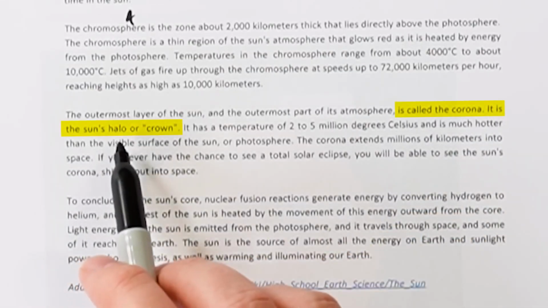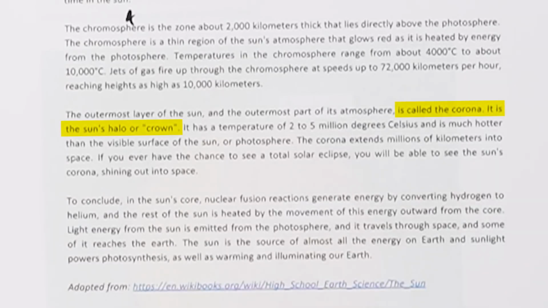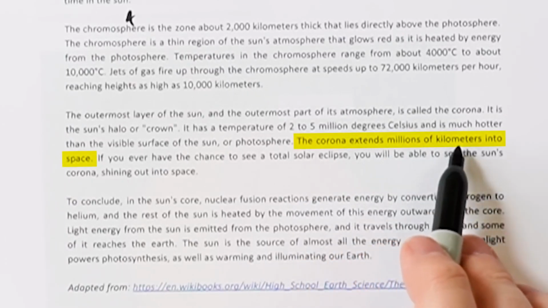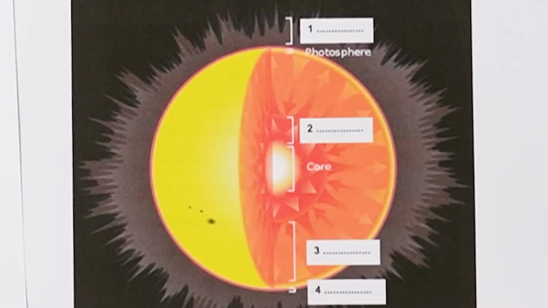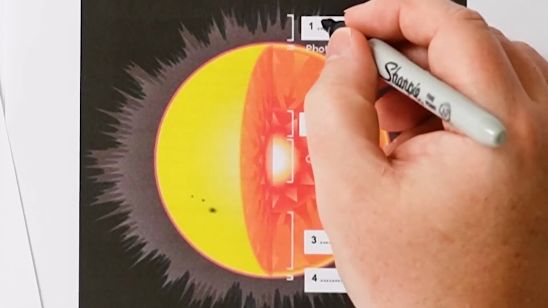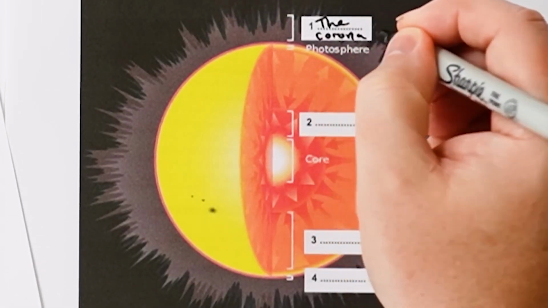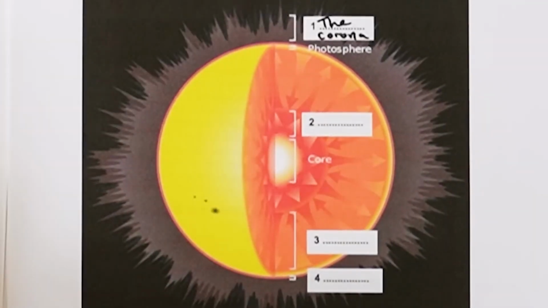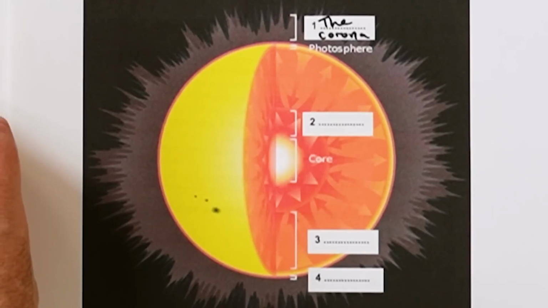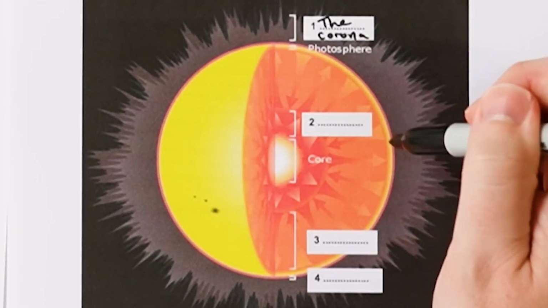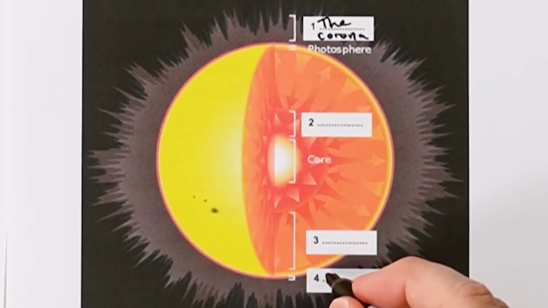It is the sun's halo or crown. So halo is something on top. The corona extends millions of kilometers into space. So it is extending millions of kilometers into space. This is it. So what is it called? It is called this. So we're going to put the corona, and not the corona that you guys are thinking of. So remember, we found number 4. The chromosphere is the zone about 2,000 kilometers thick that lies directly above the photosphere. So the photosphere is here. The pink line is the chromosphere.